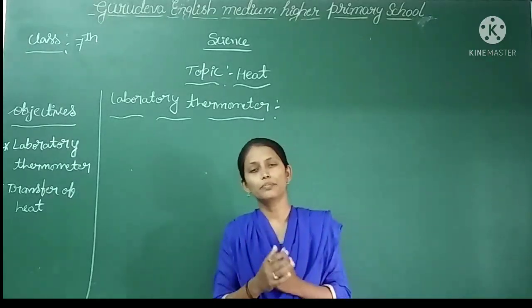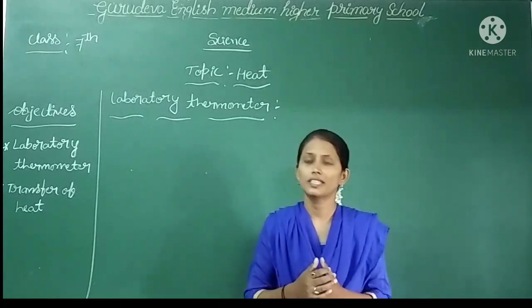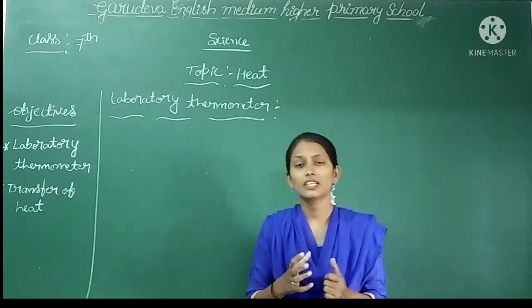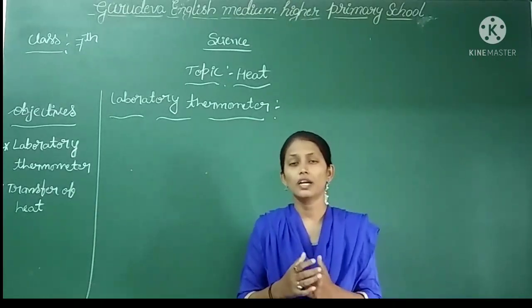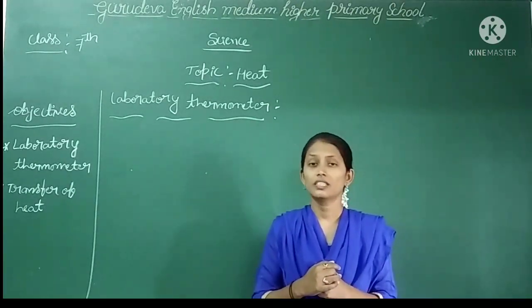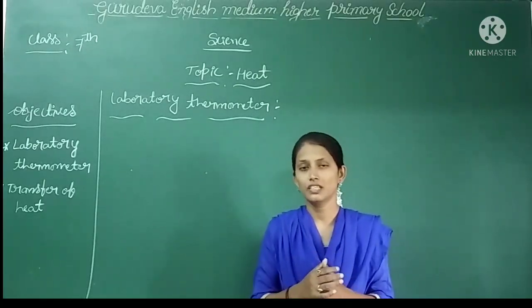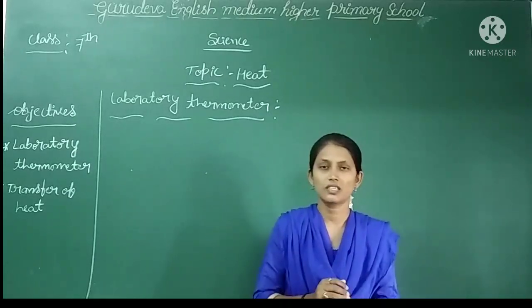Temperature can be measured in Celsius, Fahrenheit and Kelvin. These are the units we use to measure temperature. We also know that the normal human body temperature is on average 37 degrees Celsius. These are all the points we discussed in the last class.